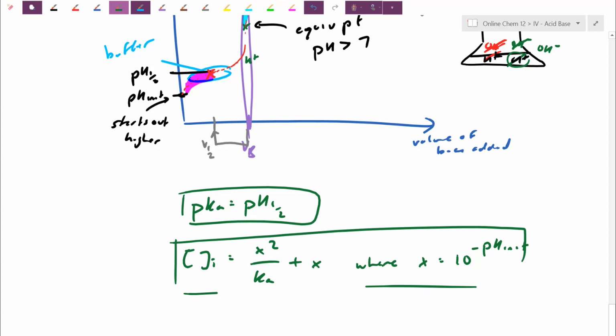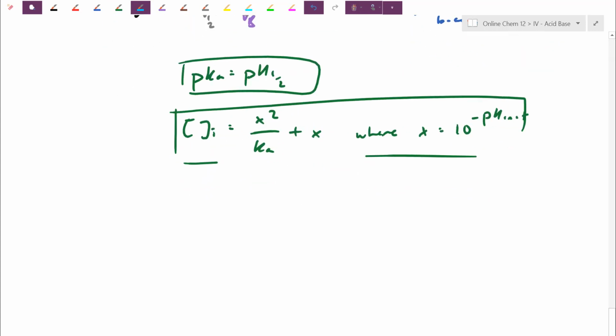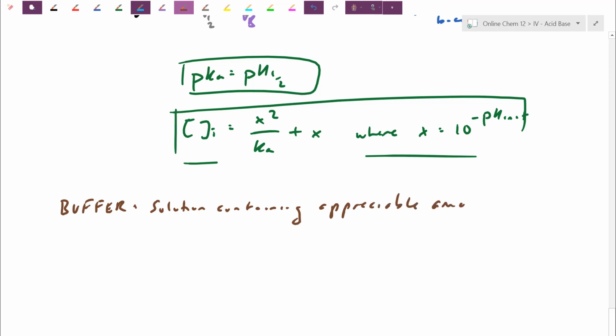Okay. Last thing I want to review with you here is, what about this buffer system? Can you define what a buffer is? A buffer is a mixture, or a solution, containing appreciable amounts, so there's enough of it that you can actually appreciate, of conjugate acid and base.